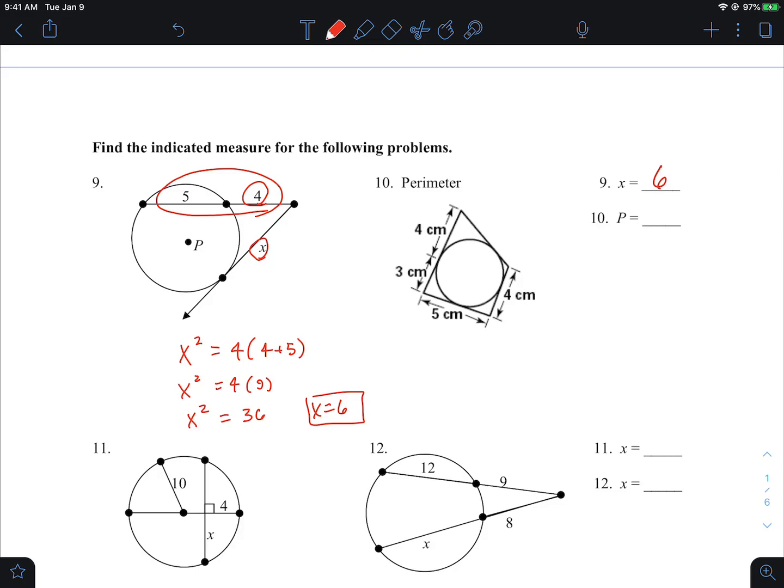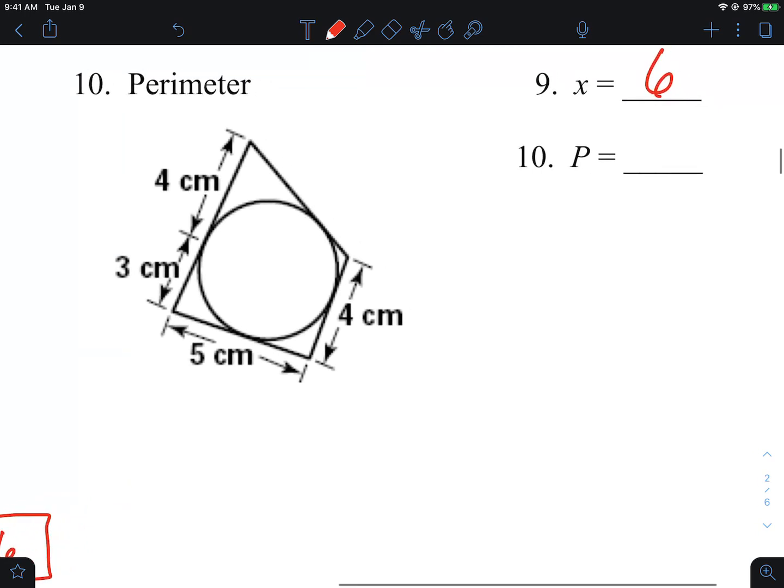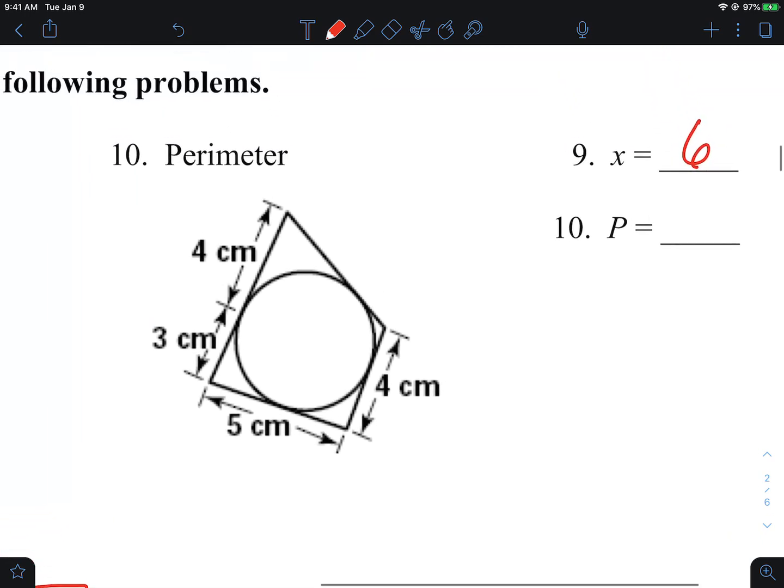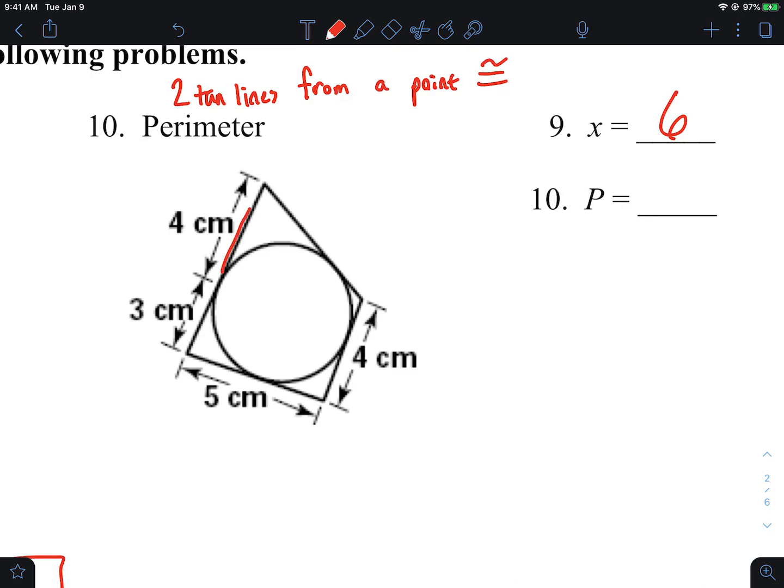Number 10 is not going to use any of those formulas here. We need to remember that two tangent lines from a common point are going to be congruent. So what does that mean here? If this thing right here is 4, that means this other side right here, this other piece of the tangent line must be 4 centimeters as well.